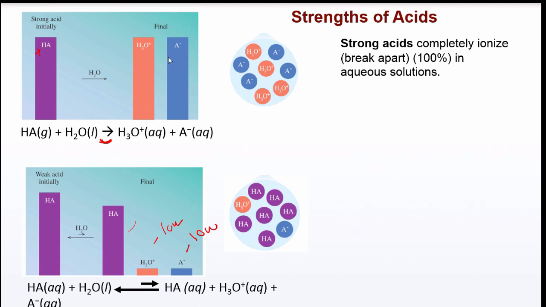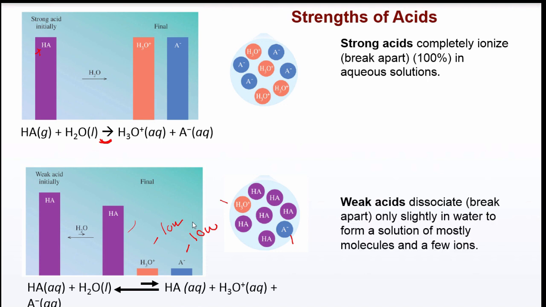So we've got a lot of this original acid, all the purple, and then just a few of the hydronium and the conjugate base. So what this means is a weak acid breaks apart only slightly in water to form a solution of mostly molecules. That means the acid has stayed as a molecule. It hasn't broken apart into ions.